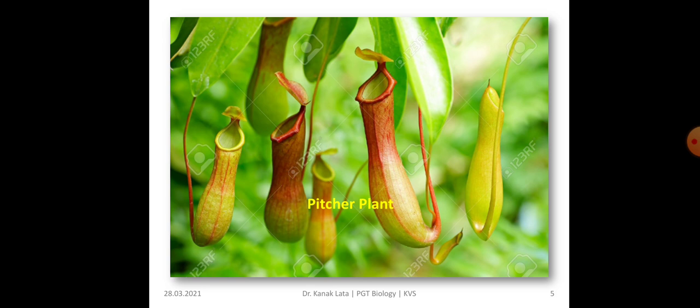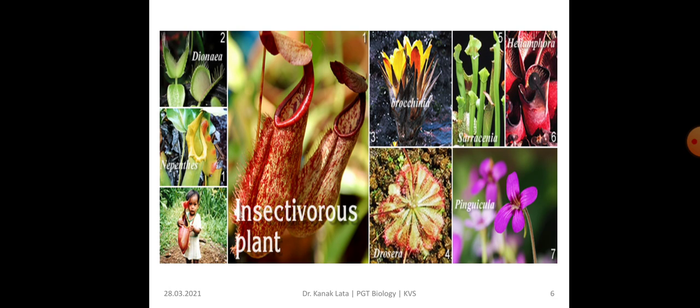Here you can see the pitcher of the pitcher plant. You may observe the presence of the lid, and this lid can close and open. When an insect enters the pitcher, then automatically the lid closes. Here also are a few insectivorous plants.